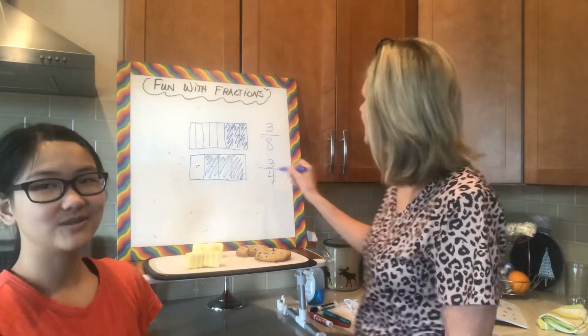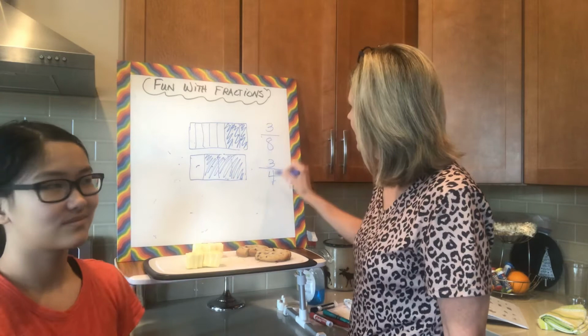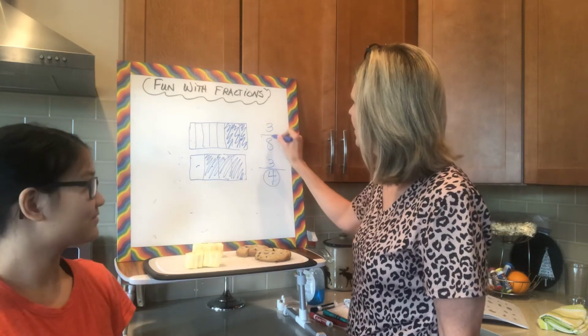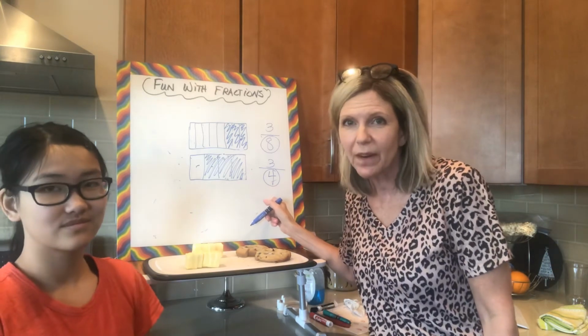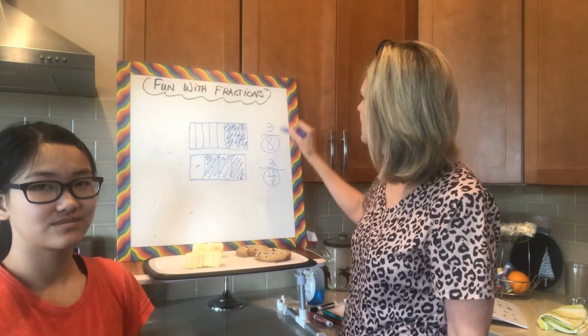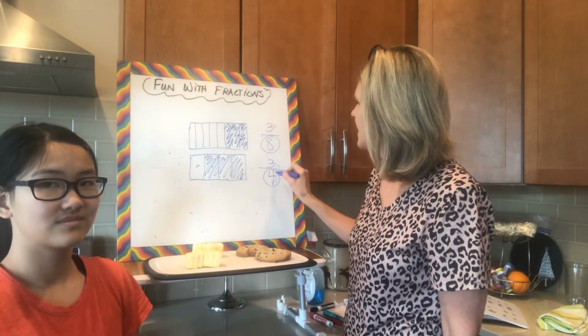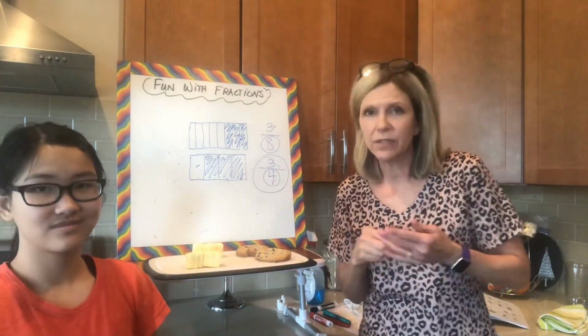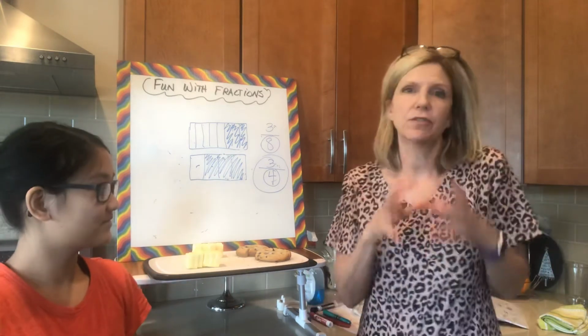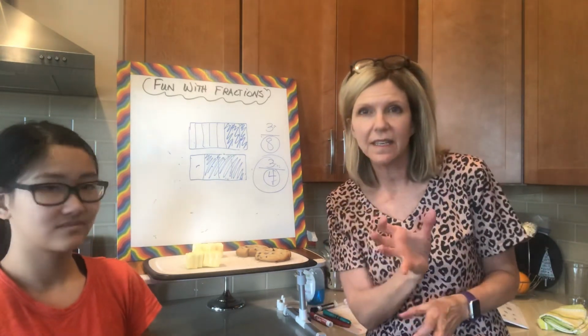3/4 is bigger, but the denominator is smaller. So when the denominator is the smaller number, but you're eating the same amount of pieces, this is the bigger number. Okay, when you do your exercises, you will have pictures in your book that help you see it.